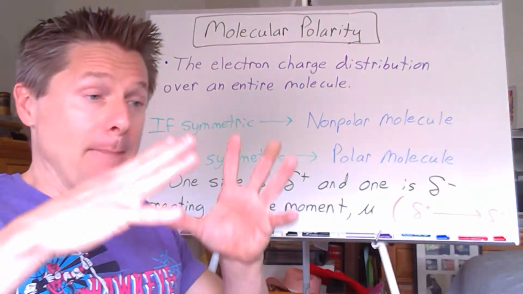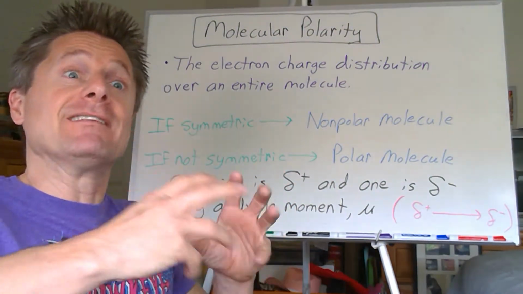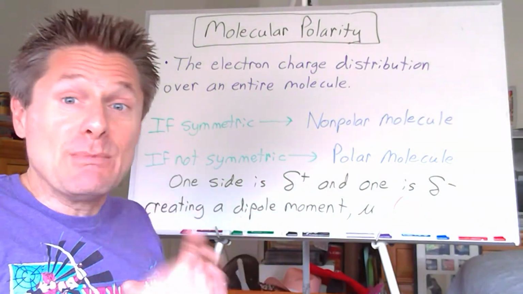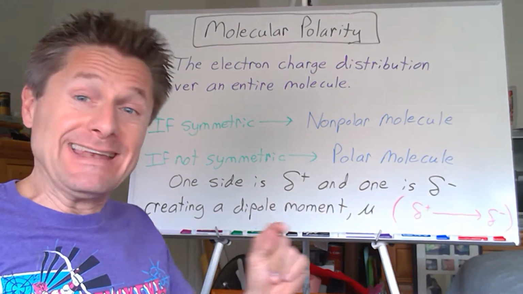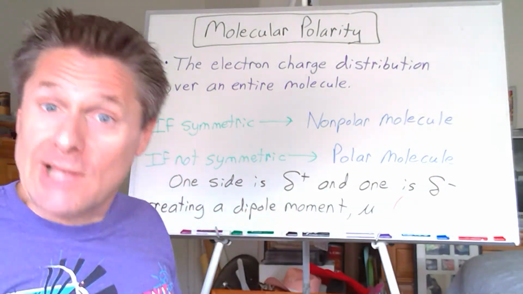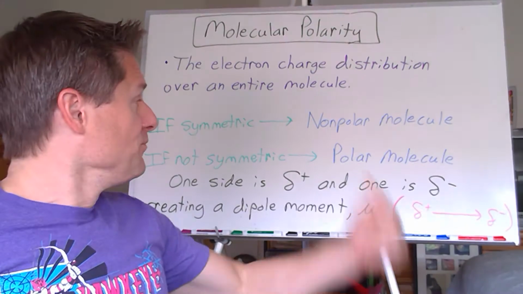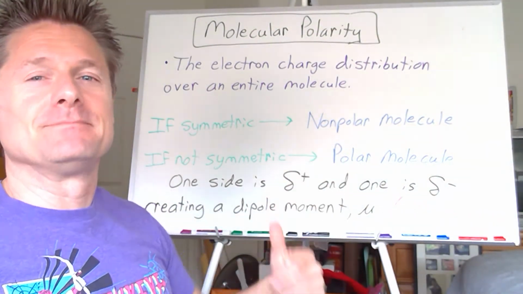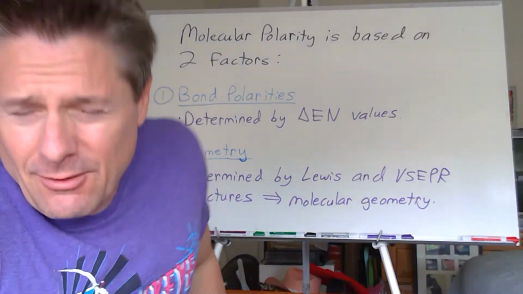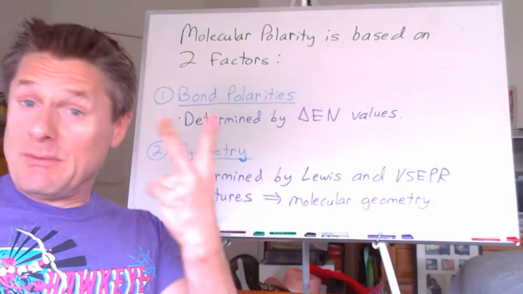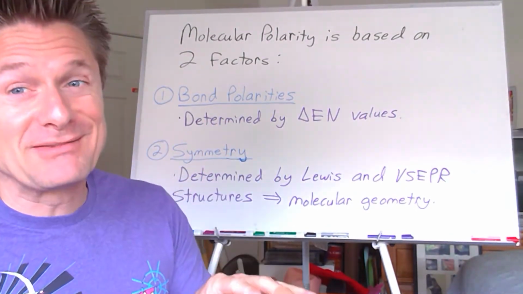Because a polar molecule is the sum of its bond polarities. So you need to be super clear on whether you're talking about an individual bond or a molecule, which is a conglomeration of bonds. Oh, let's look at this in more detail. All right, molecular polarity seems simple. It's only based on two things, but each of those is based on other stuff.